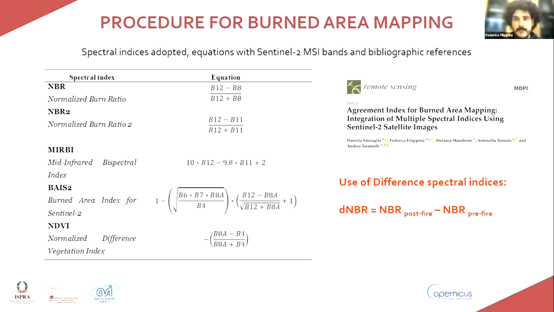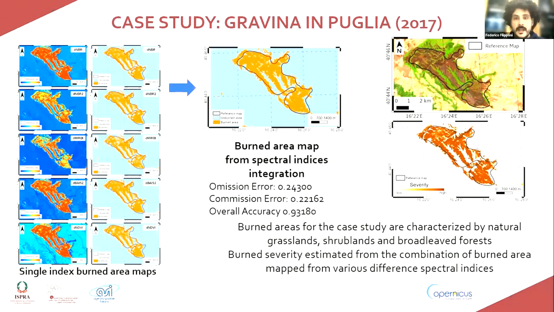The methodology has been published in a research paper that you find in the slide, and actually makes use of an agreement index to combine the burnt area mapping that is estimated from the different spectral indices. So here we can see how different indices have a different sensitivity to the changes from the fire, and the combination of the different maps can reduce both omission and commission error, and improve the overall accuracy.